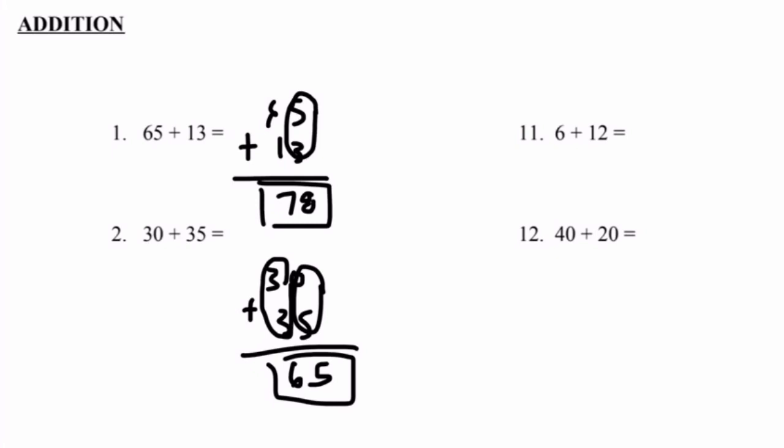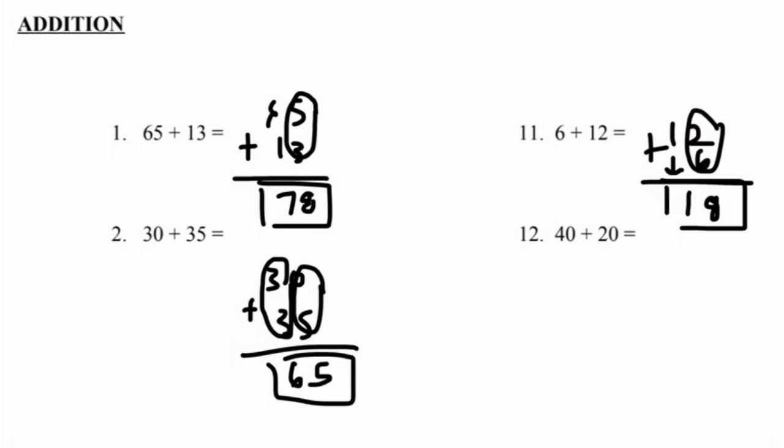Number 11, 6 plus 12. I'm going to align the numbers vertically once again. 6 plus 2 equals 8. Bring down the 1. Our final answer for 6 plus 12 equals 18.